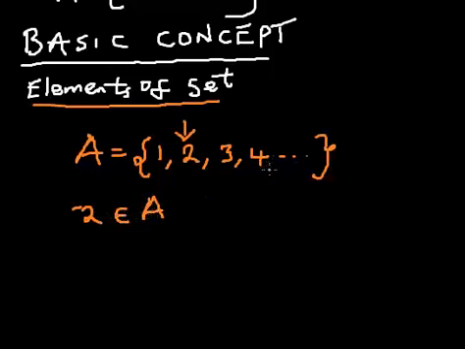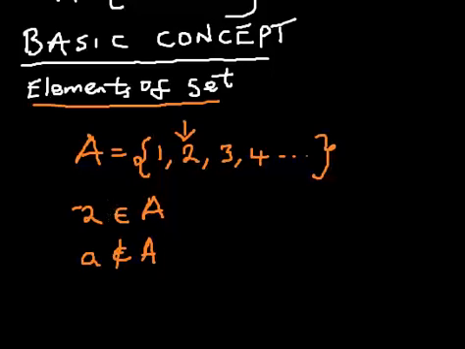But let's say small letter a, being an alphabet, is not an element of A. I'll do it like this: small letter a is not an element of A. So this is the symbol we use in representing the elements of a set. I hope that is well understood, right?